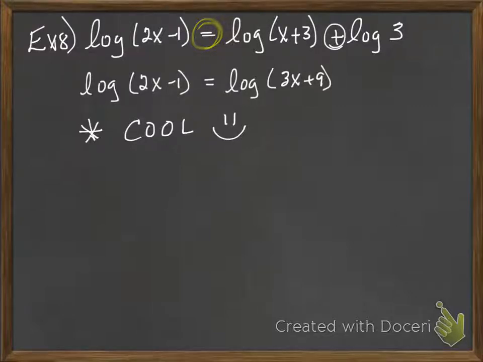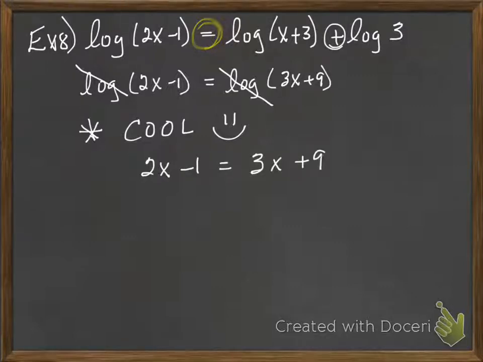When you have a log on the left-hand side and a log on the right-hand side, think about what that means. That means log base 10 of 2x minus 1 is equal to log base 10 of 3x plus 9. So it really means you have the same bases. If you have the same bases, the logs go away. But you have to have a log on both sides. You can't just drop one log. You have to drop the log from both sides. And then you come up with a fairly doable equation.